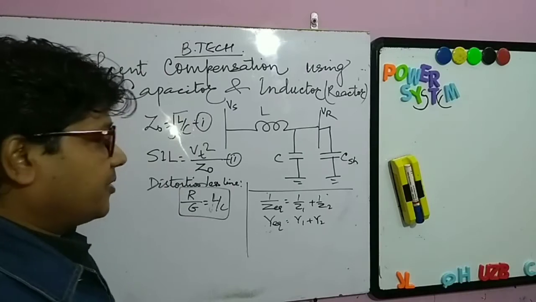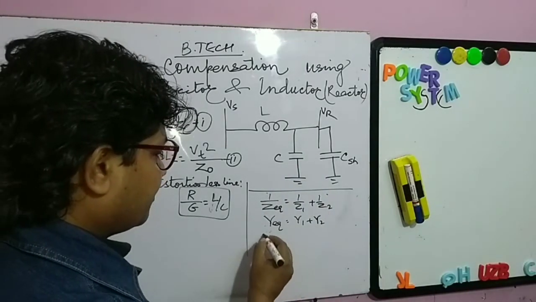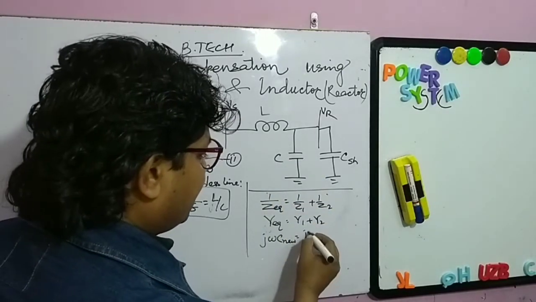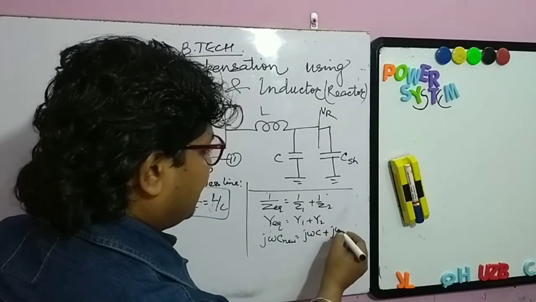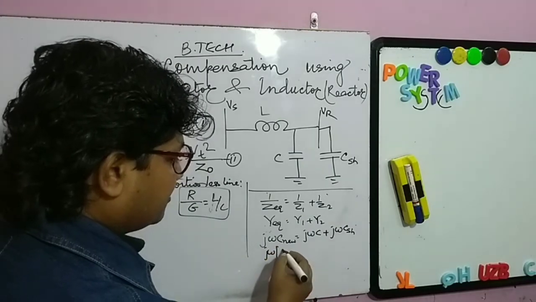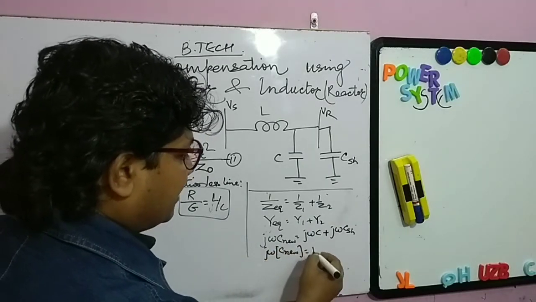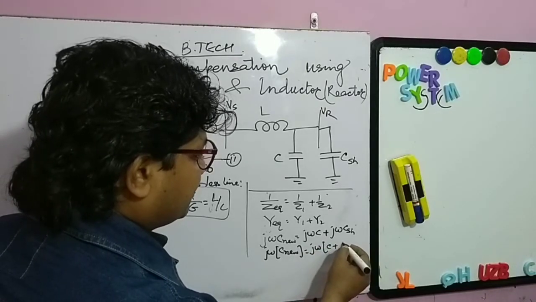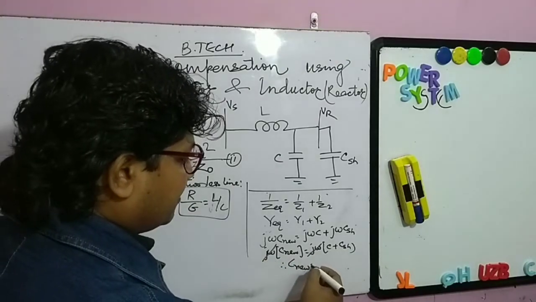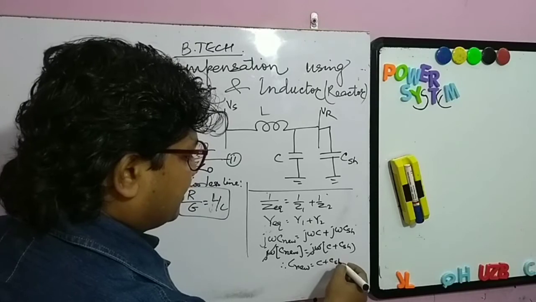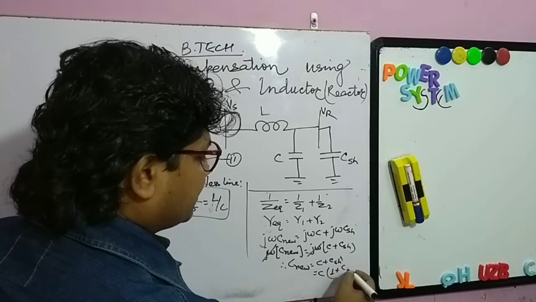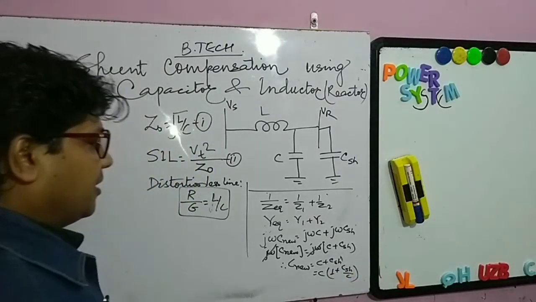So what we are getting here: j omega c new is equal to j omega c plus j omega c sh. We can take j omega as common: j omega c new equals j omega times (c plus c sh). This j omega gets cancelled. So we get c new equal to c plus c sh. And if we take c common, we get 1 plus c sh divided by c.